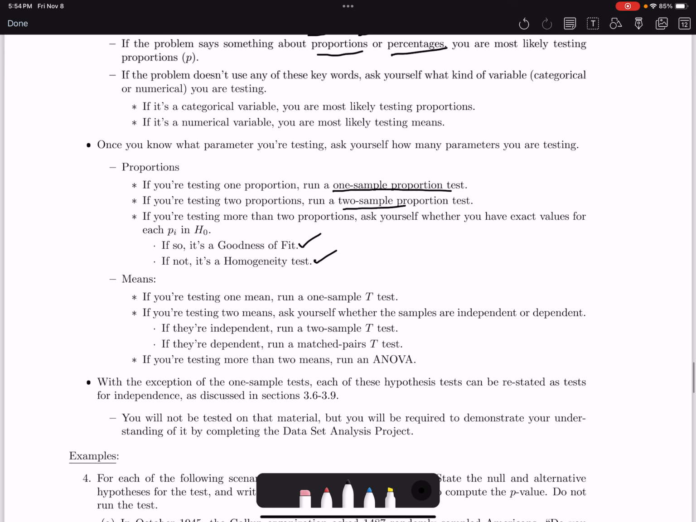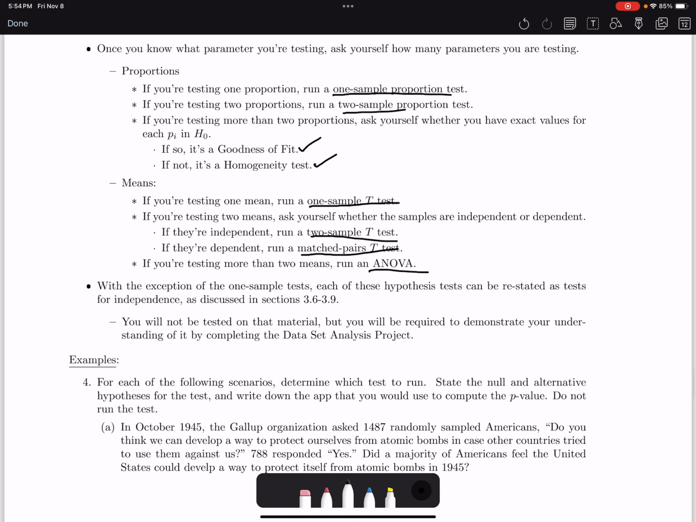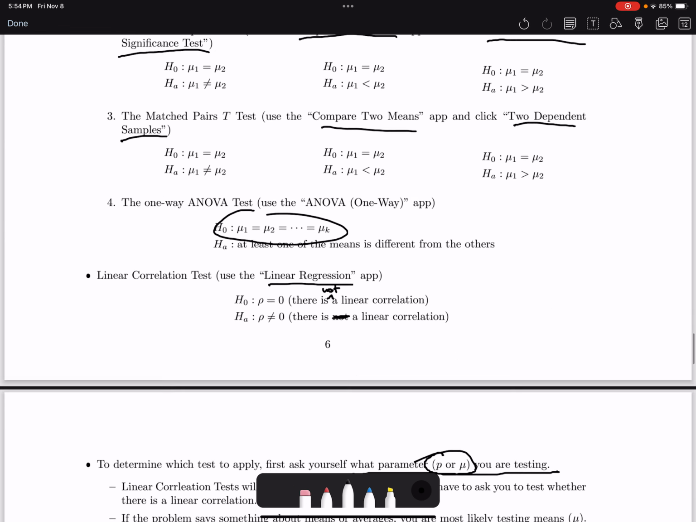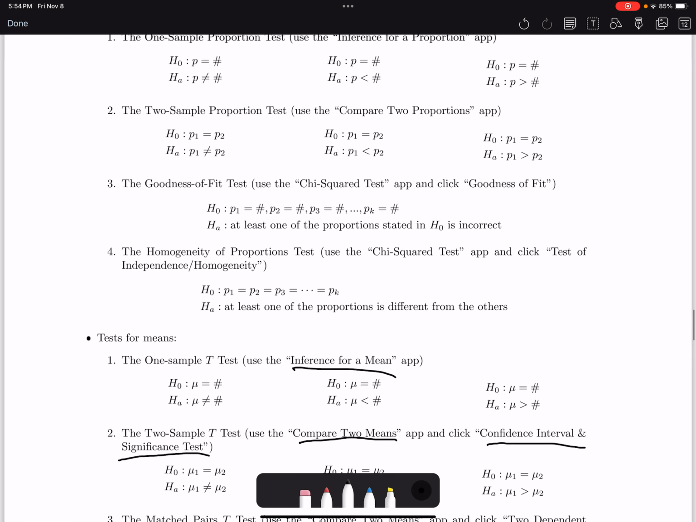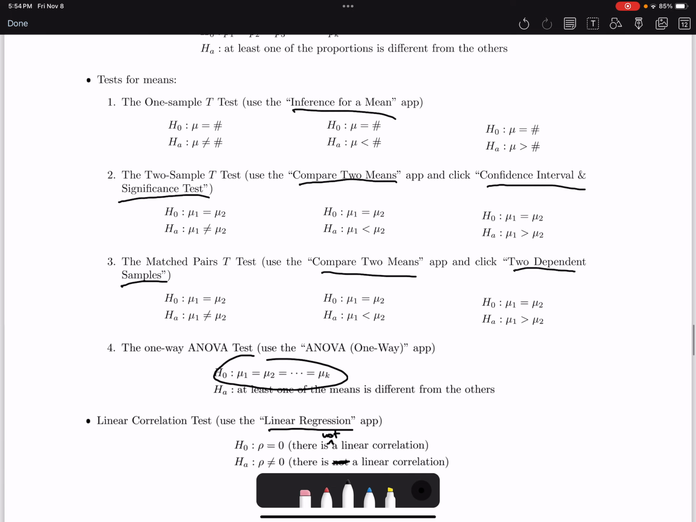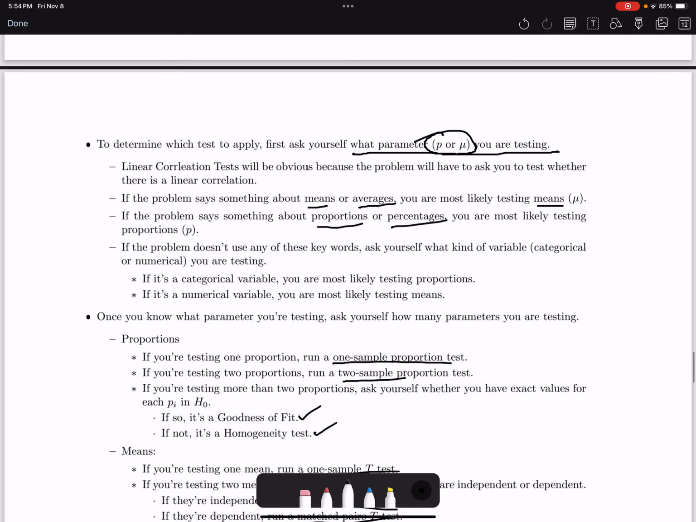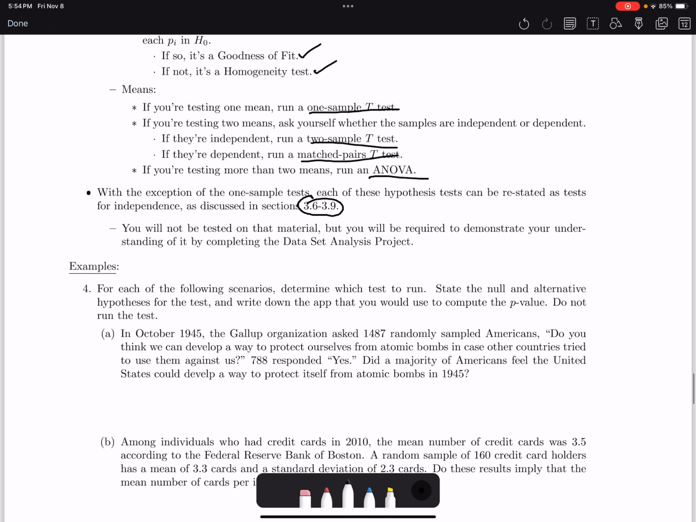Now, we did spend a lot of time in sections 3.6 through 3.9 reframing some of these tests in terms of independence. So instead of stating the hypotheses the way that I've listed them here on this page, we practiced stating them in terms of independence, right? And kind of changed our perspective there. I'm not going to put any questions about independence on the test, though. So you're not going to be tested on any of that material from 3.6 to 3.9. You will be required to demonstrate your understanding of that material by completing the dataset analysis project.